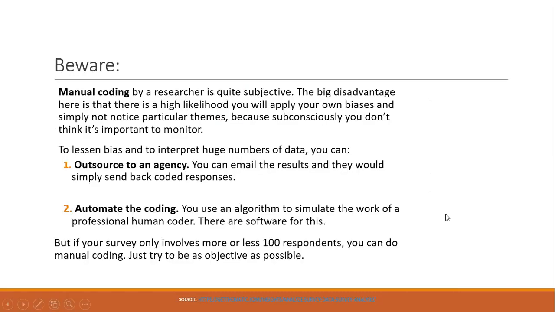Beware, manual coding by a researcher is quite subjective. The big disadvantage here is that there is a high likelihood you will apply your own biases and simply not notice particular themes because subconsciously you don't think it's important to monitor. To lessen the bias and to interpret huge numbers of data, you can outsource to an agency. So this is what I said earlier, you can hire a professional to do it for you. Or you can automate the coding, meaning you can use an algorithm. There are softwares for this. But if your survey involves less than 100 respondents, you can do manual coding. Just try to be as objective as possible.